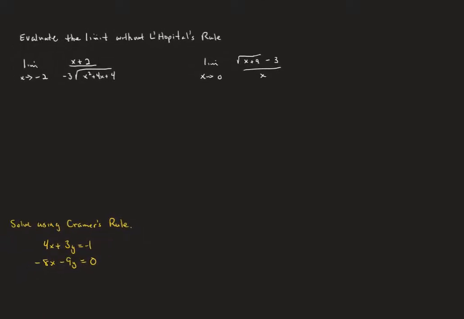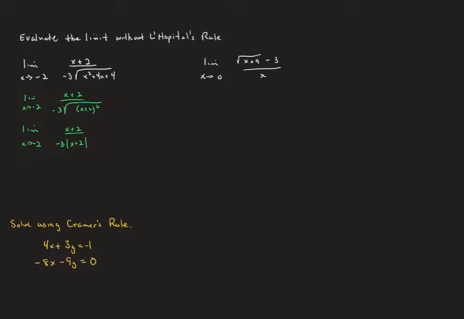So can we try to figure out how to do these without using L'Hopital's rule? The first one is a limit we've seen before in various forms. We're going to notice that the denominator, what's in that radical, can be written as x plus 2 quantity squared. And we will try to remember that the square root of x plus 2 squared is not just x plus 2, but actually the absolute value of x plus 2.